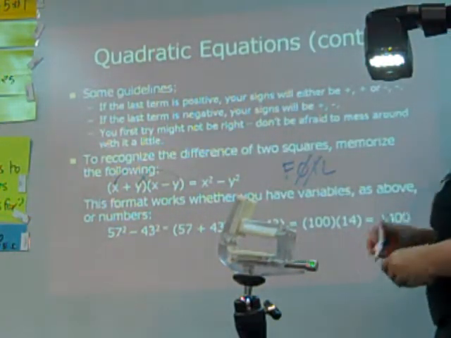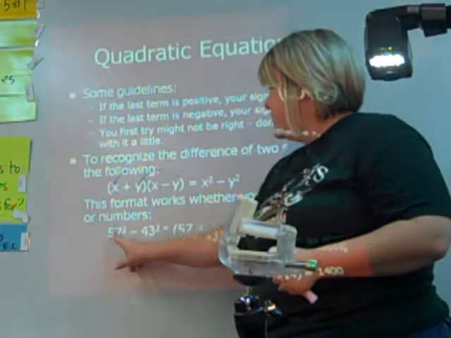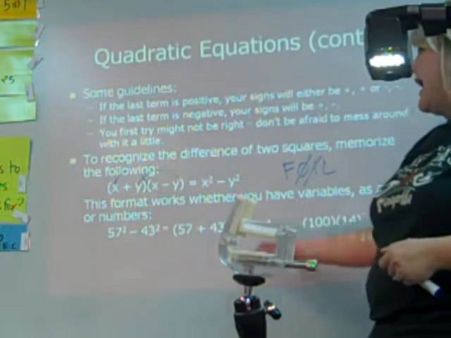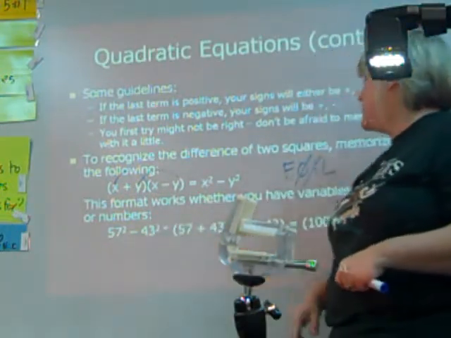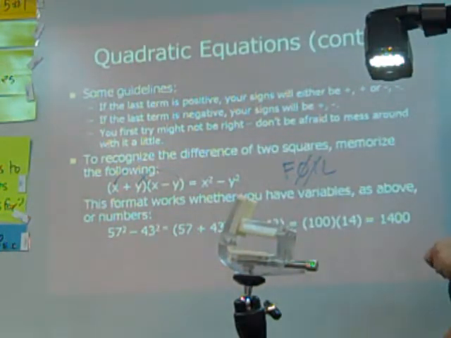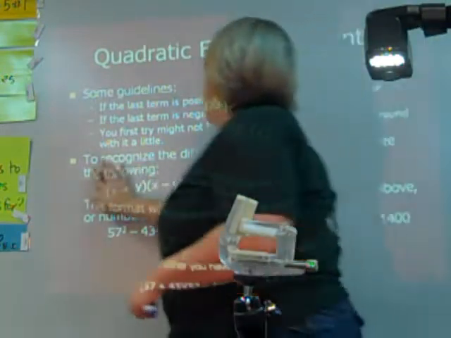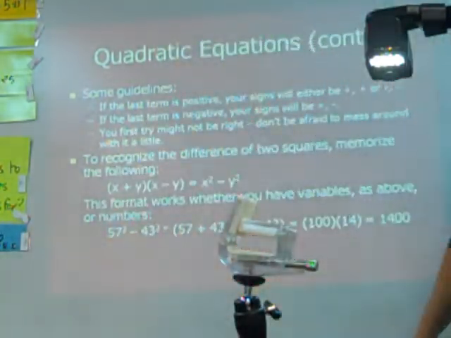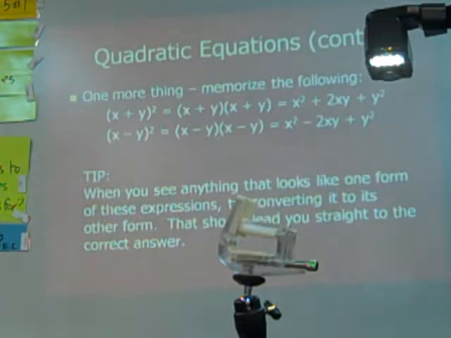And this format works whether you have variables or numbers. So if I see a difference of two numbers squared, I can rewrite that as 57 plus 43 times 57 minus 43, and it could make the math a lot easier. Because now it's just 100 times 14, which is 1400.